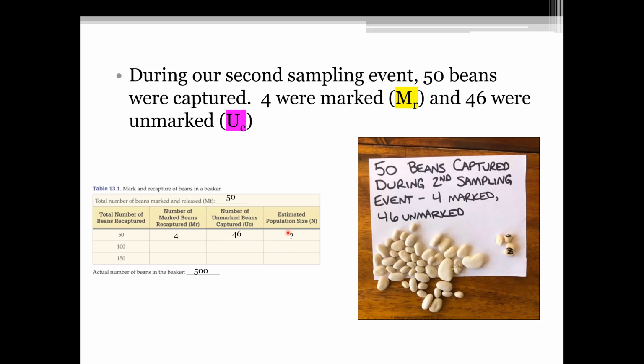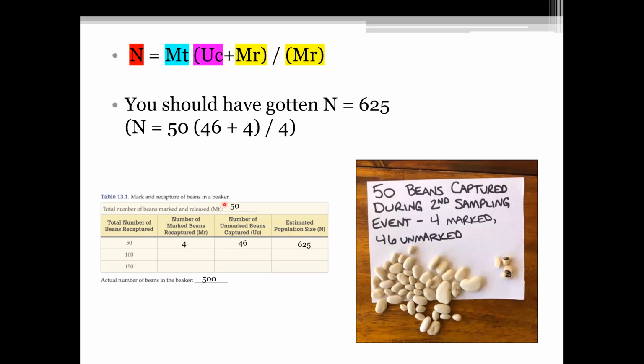Now we need to plug these numbers into our formula to estimate the population size. When we plug these numbers into the formula, you get 625. So 50 for the MT, UC is 46, MR is 4. So you do 46 plus 4, that's 50. 50 times 50, 2,500 divided by 4, that's 625.